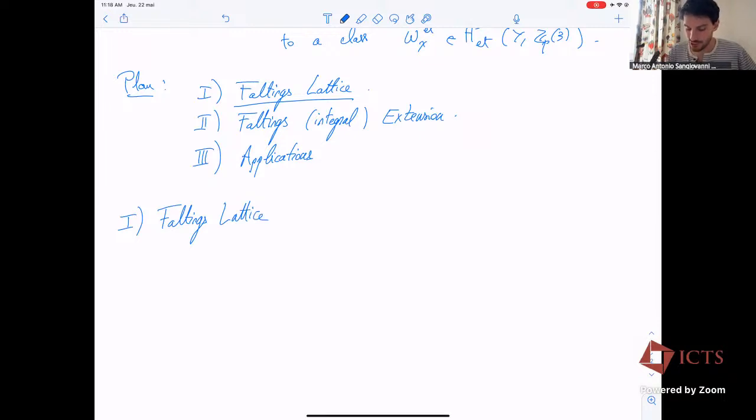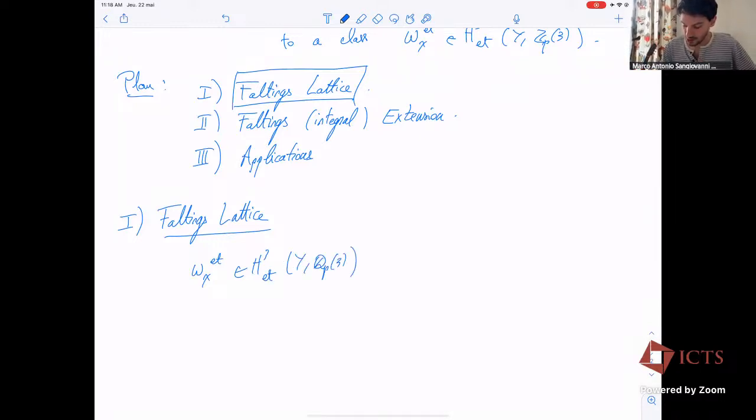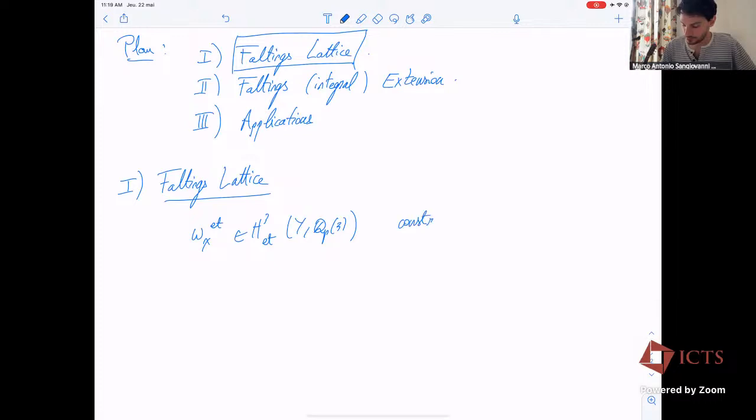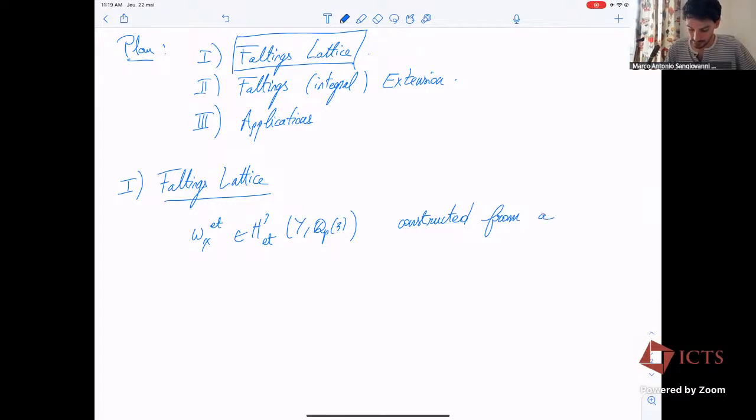So in the first part, as I said, I will try to motivate what we're trying to do. Let me talk about the Faltings lattice. As before, let me just remind you about the class omega chi et al. It's a class in the H3 et al. of Y with QP3 coefficients that was constructed from a de Rham class, a three-form from a differential omega chi, which was E chi of z dz.